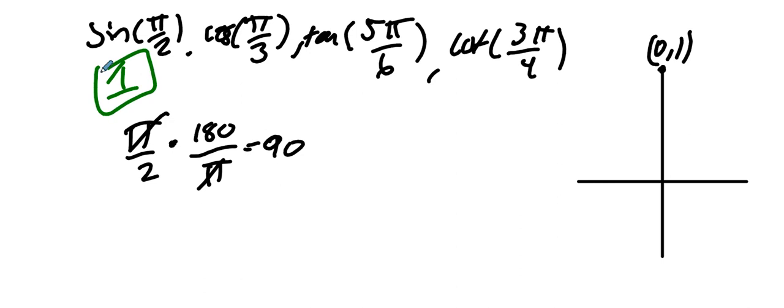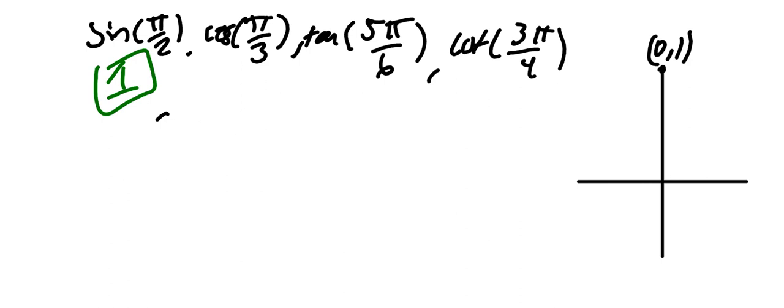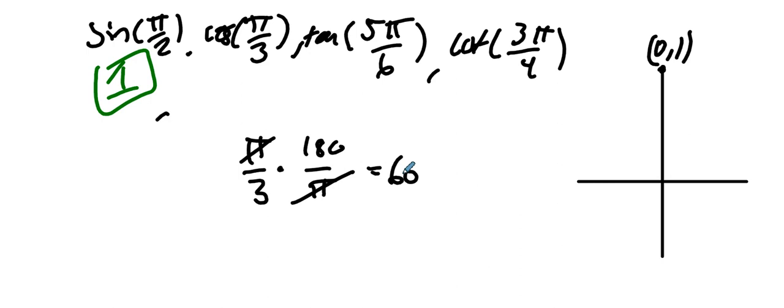All right. Next, cosine of pi over 3. Pi over 3 times 180 over pi is equal to 180 over 3, which is equal to 60. 60 is on the unit circle, in fact, and it intersects at a certain point.